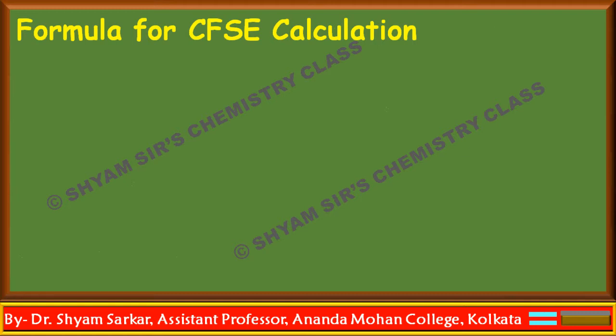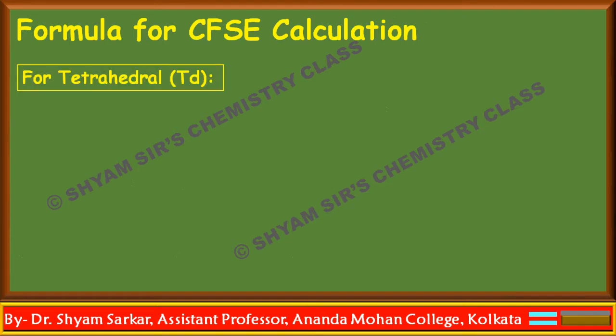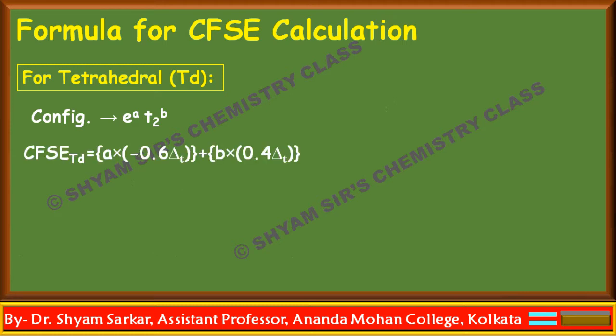So what are these in these two fields? For tetrahedral field, if any metal ion is having electronic configuration e to the power a, t2 to the power b, where a and b are the number of electrons in e level and t2 level respectively, then the CFSE for tetrahedral will be equal to a into minus 0.6 delta T plus b into 0.4 delta T. So this is the formula we will be using for calculation of CFSE in case of tetrahedral field.